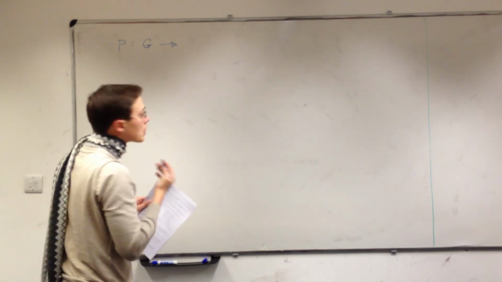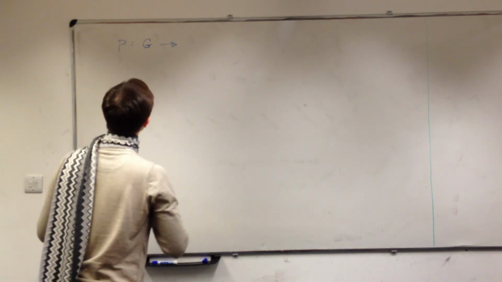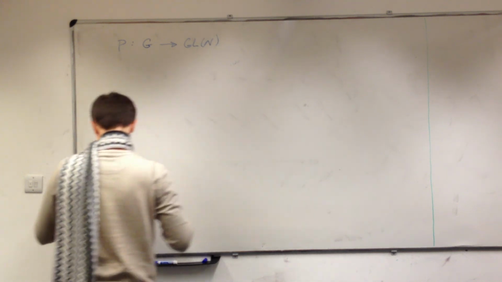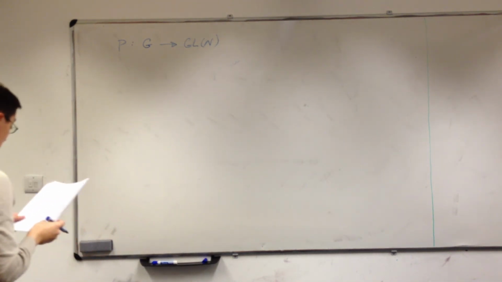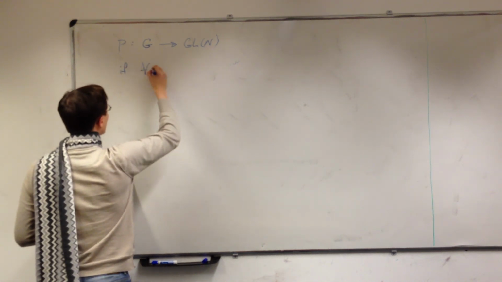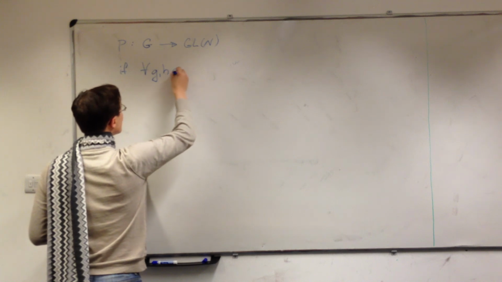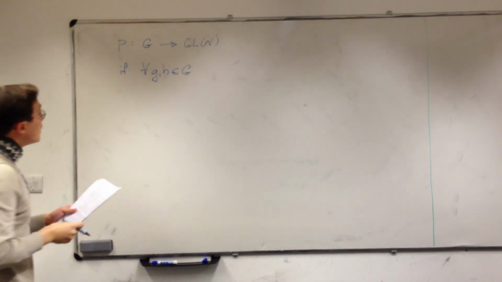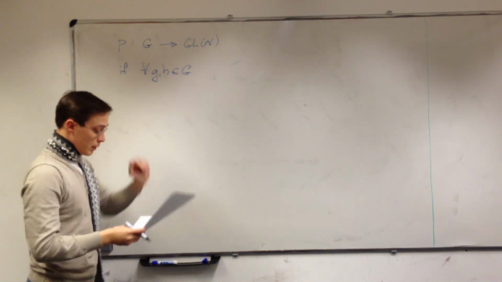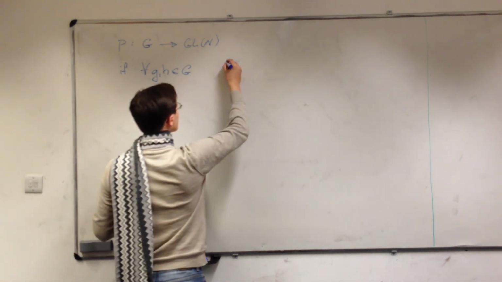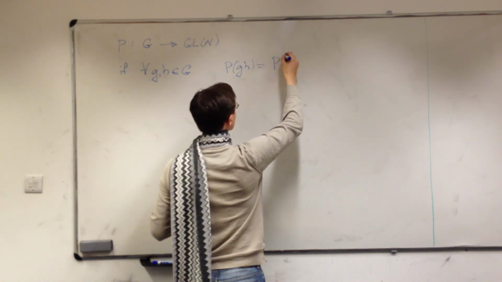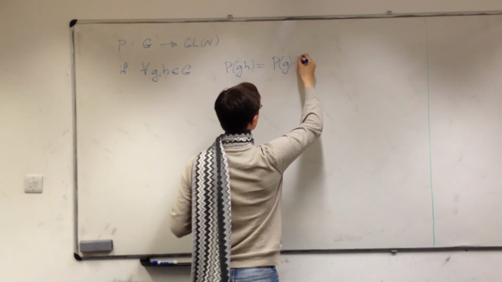Time translation, simply translation, rotation, whatever, into GLN. It is called an n-dimensional matrix representation if for any G and H belonging to G, the operations are conserved by the representation. That is, a representation of their product, GH, is the same as the representation of G multiplied by the representation of H.